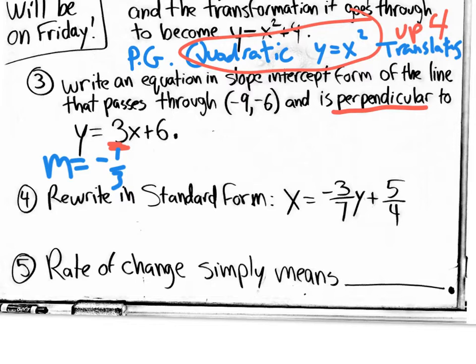Now, do they say that it crosses the y-axis at negative 6 or something like that? Does it say that it crosses the y-axis? Does it give you a y-intercept value? It does not.